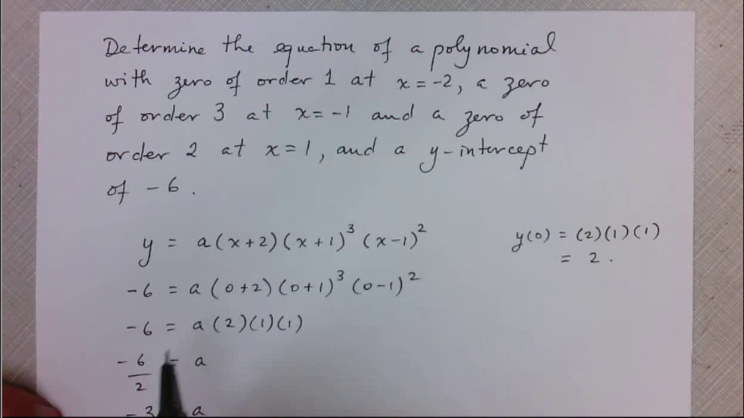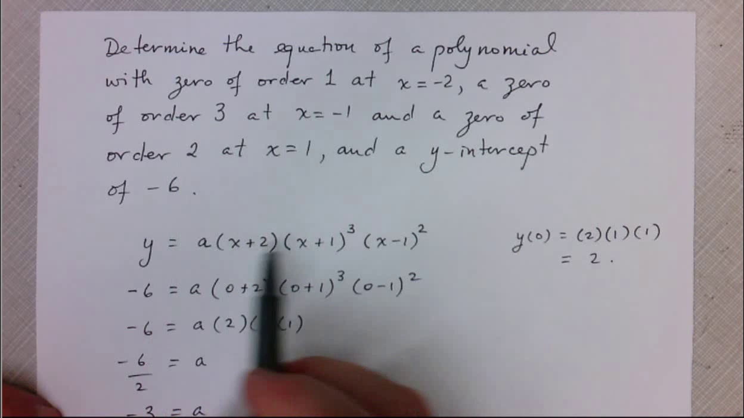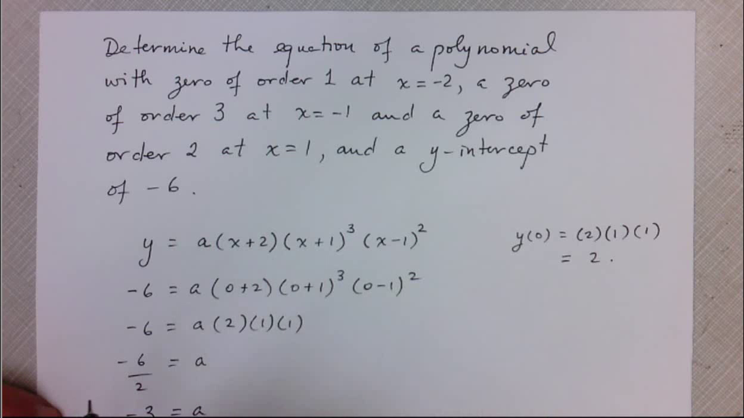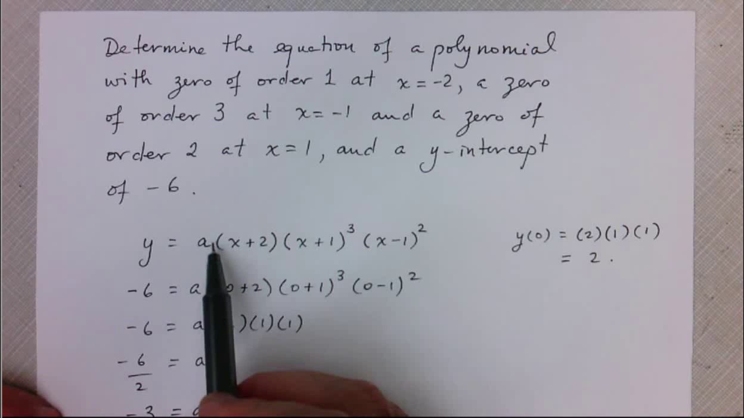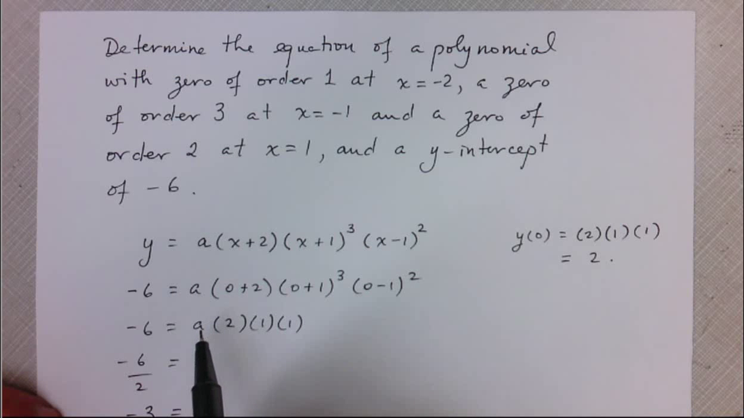So what you do: identify the zeros, identify the orders, and input your binomials or the powers of your binomials. And then remember that any constant multiple of this expression will also satisfy those conditions. That's it for now.